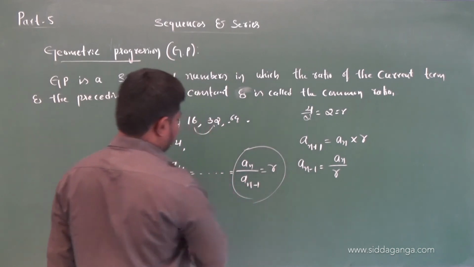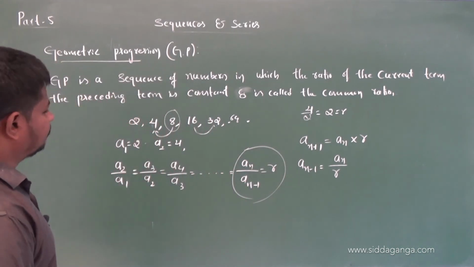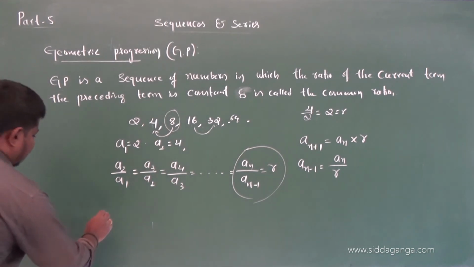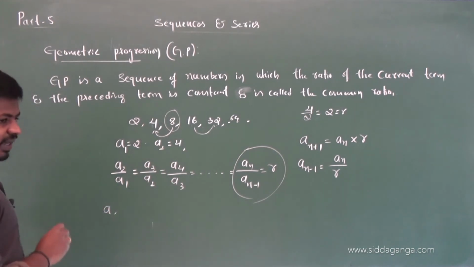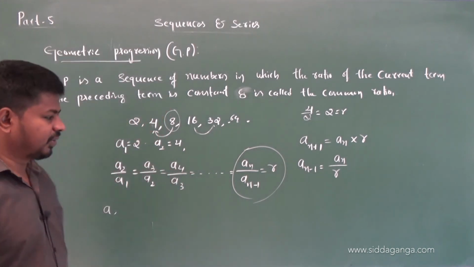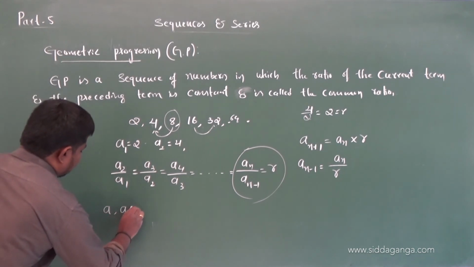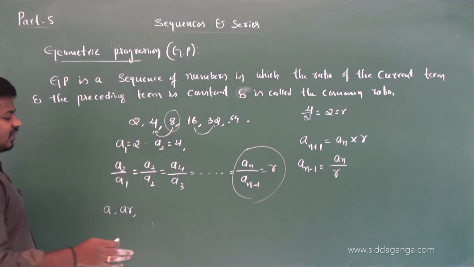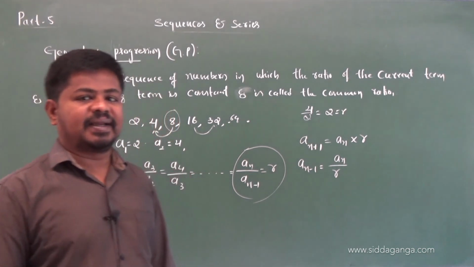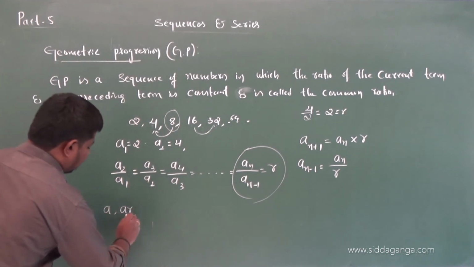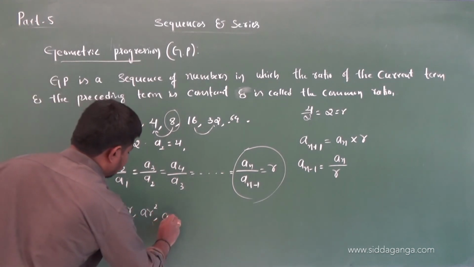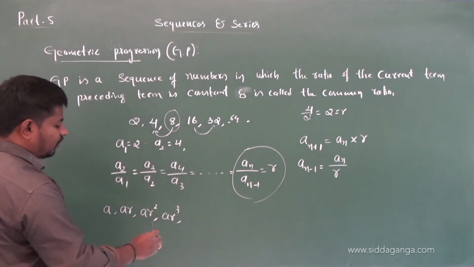a_n / a_(n-1) is equal to R, that is our common ratio, and hence the general form of a GP is given by, suppose we take A as first term and R as common ratio, second term becomes what? A into R. As I told you, to get the succeeding term, you have to multiply R with the current term. So next term, again into R, you get AR square. Next term, again into R, you get AR cube. Next term again into R, and so on.